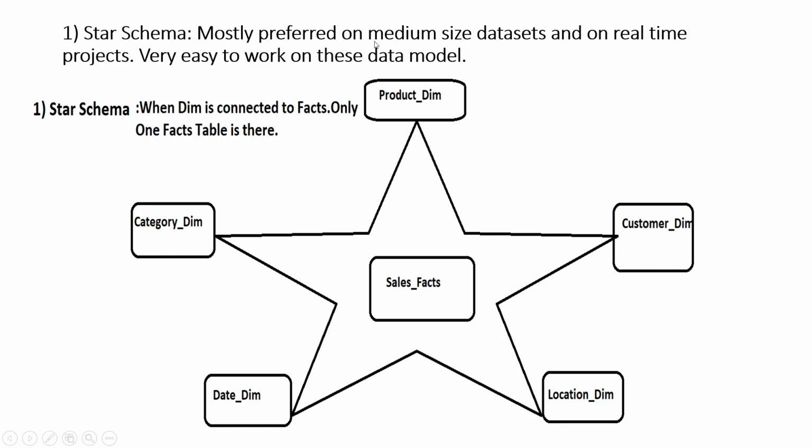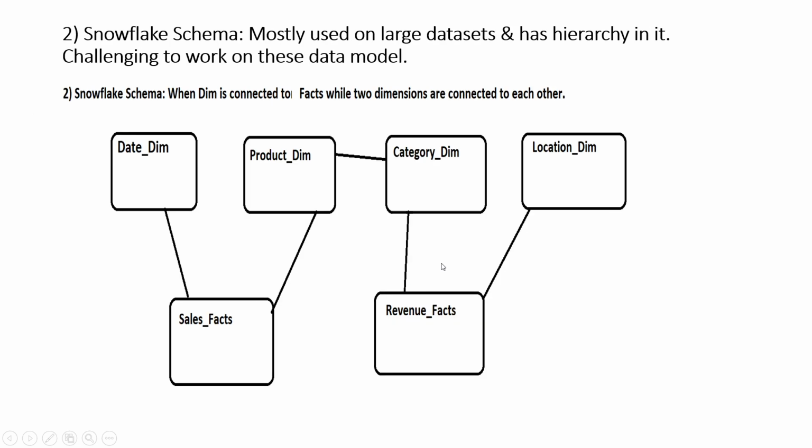See here, star schema on a medium data set is what we use in real-time projects. Very easy to work with. See, one fact table and the rest are all dimension tables, and even the star shape you are able to see in the diagram. Dimension is only connected to fact. That's it. But when it comes to snowflake schema, it is used on large data sets, also has hierarchy in it definitely, and is challenging to work on, as I have told here. Dimension is connected to fact, no doubt, but dimension is also connected to dimension tables, on the basis of hierarchy, like product, subcategory, category, and all those things.